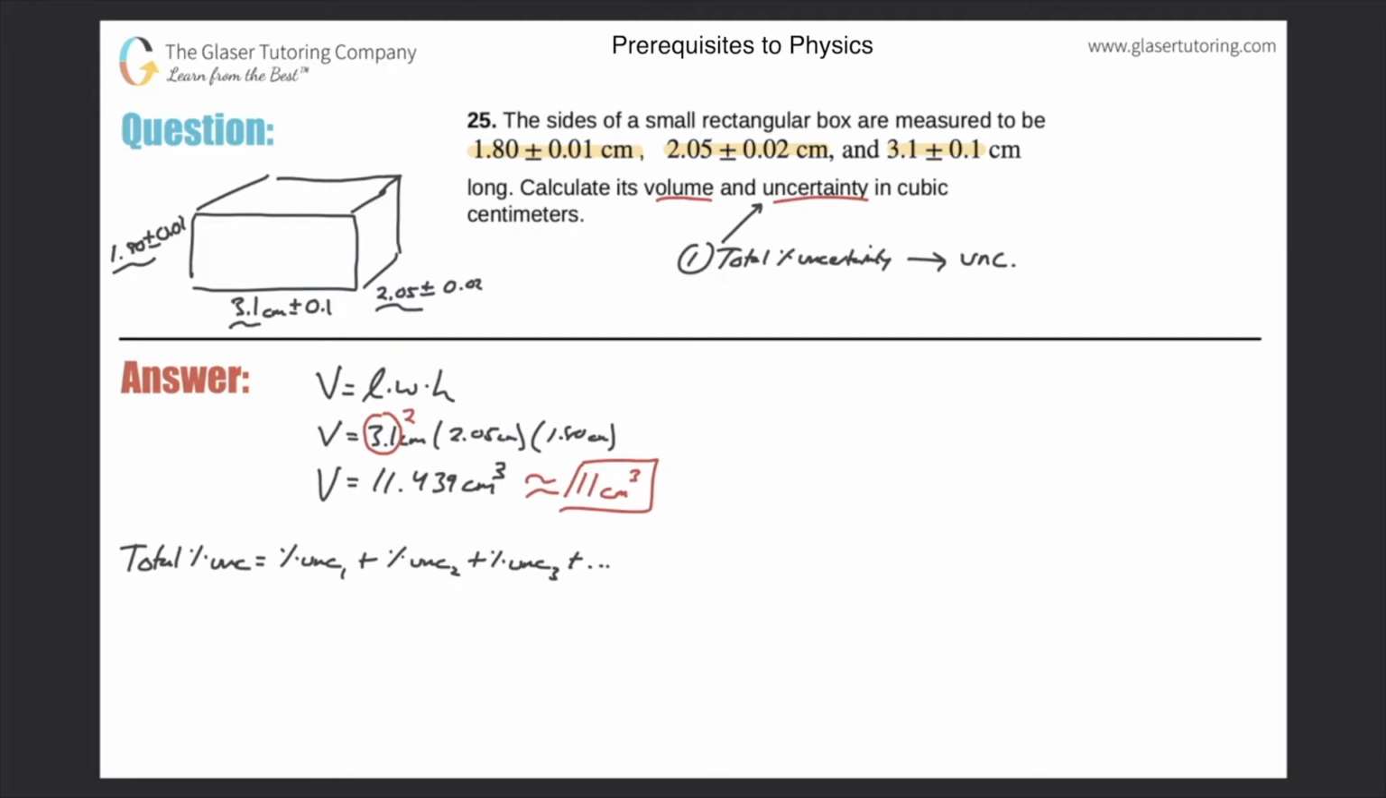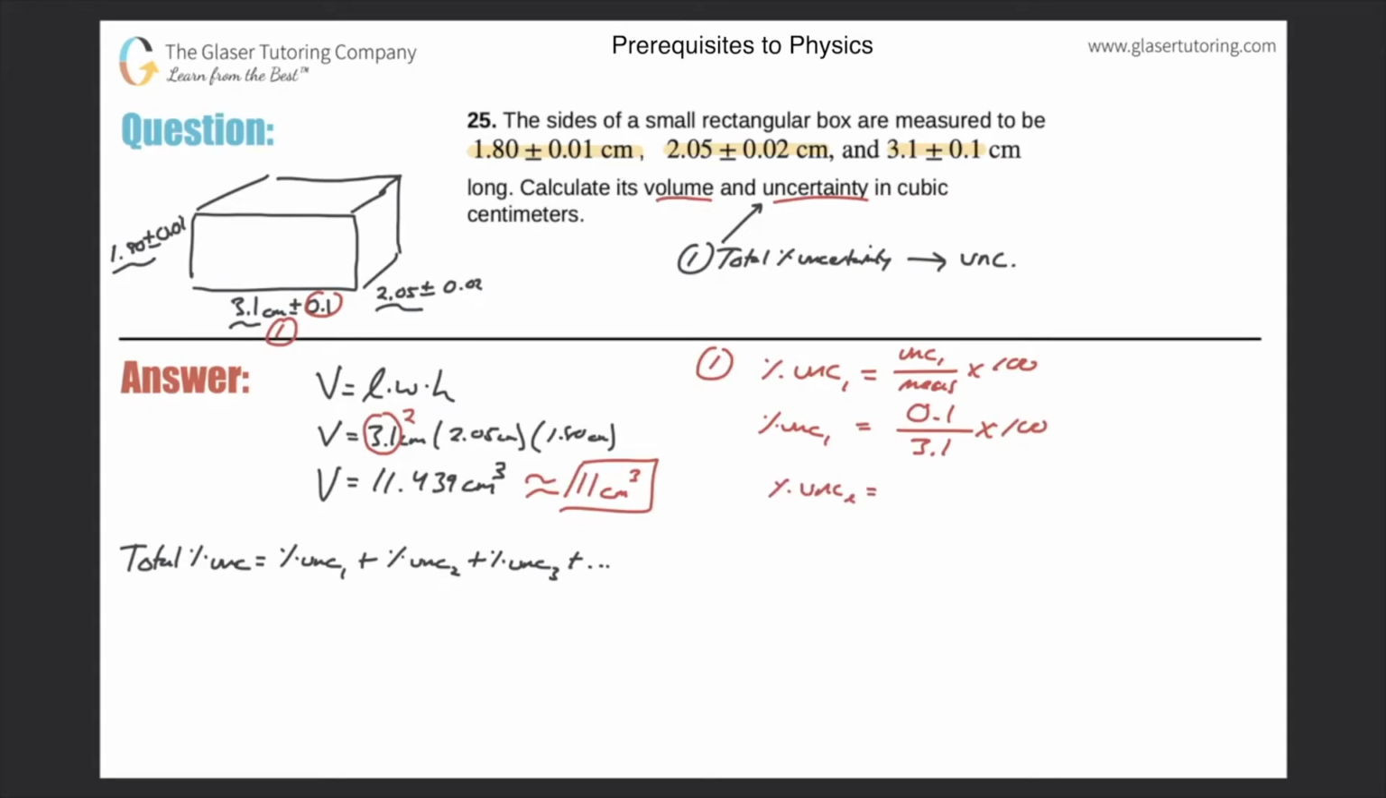So we do have three measurements in this problem, right? We have a length, a width, and a height. So first, let's calculate the percent uncertainty for the length. I'm going to write a little 1 there, and I'm going to write it on the right-hand side. The percent uncertainty for measurement 1, or the length, would be equal to the uncertainty of the measurement divided by the measurement itself, multiplied by 100. So the percent uncertainty of the length is equal to the uncertainty the length had, which was 0.1, divided by the actual measurement, which was 3.1, and then multiplied by 100.